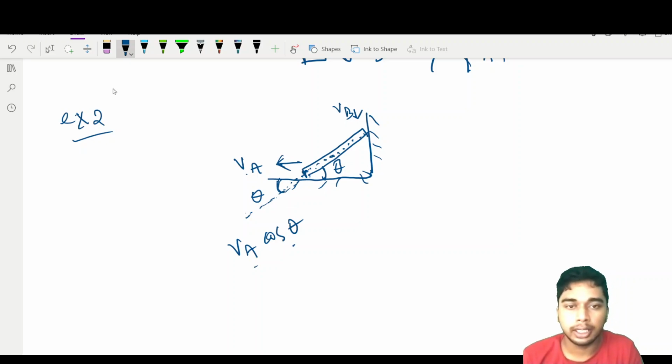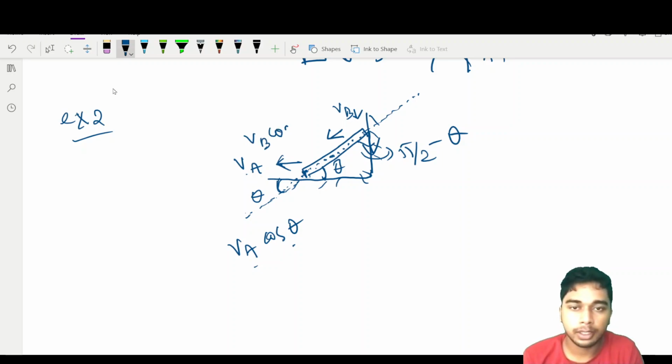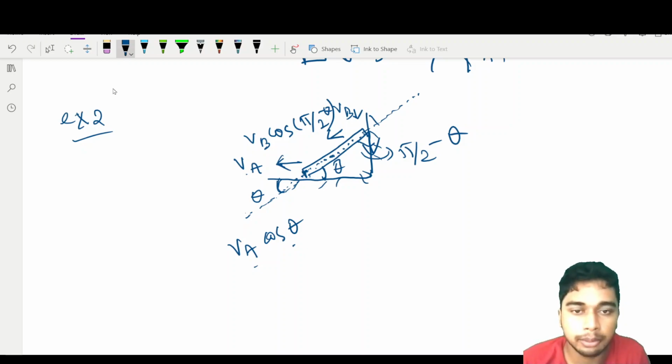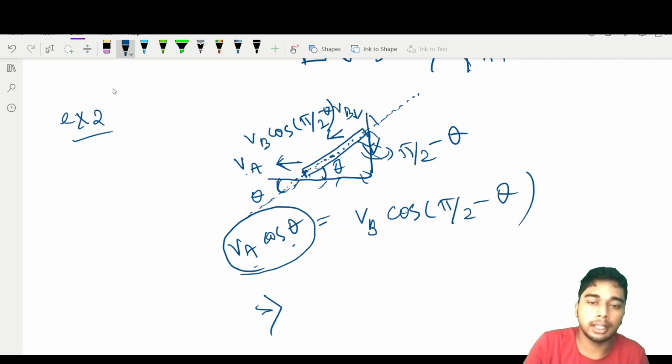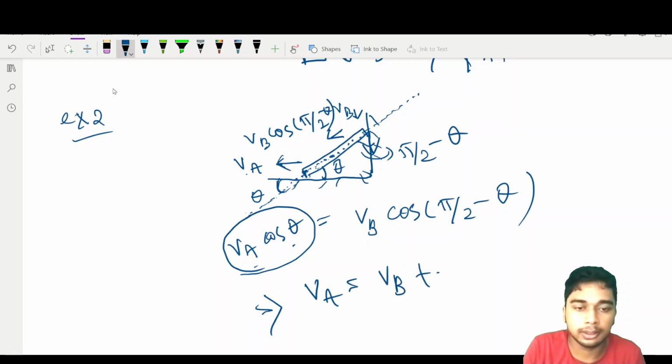So this is VA cos theta, and in a similar fashion, if I draw it, this will be pi by 2 minus theta. So it is moving down, so I can say the component of velocity will be VB cos pi by 2 minus theta. As I know from the rigid body concept that we have already discussed a few seconds before, each point has the same velocity component, but I found here two velocities, so these should be the same. So VA is equal to VB cos pi by 2 minus theta. If I solve this, I will get VA is equal to VB tan theta. And this is the constraint relation between VA and VB.